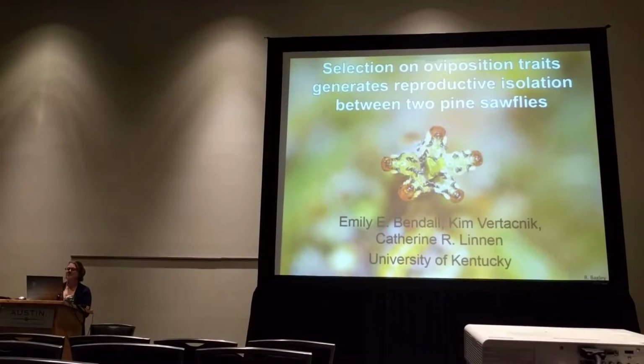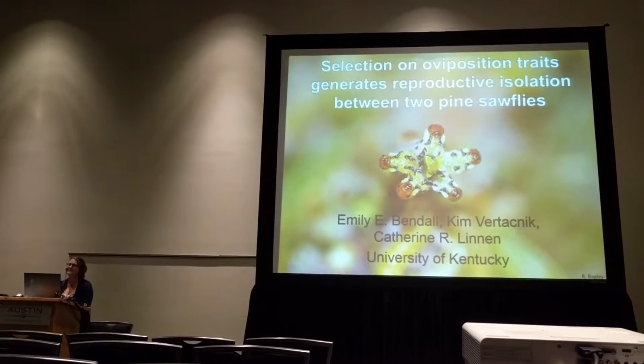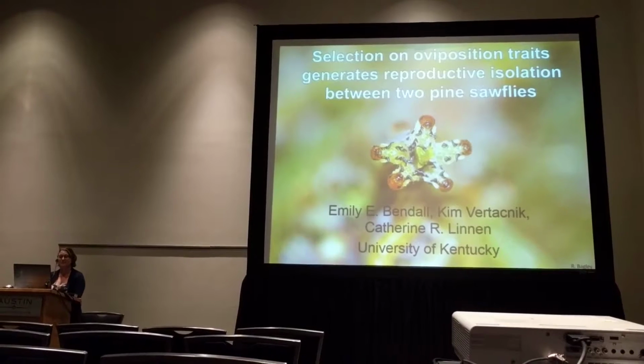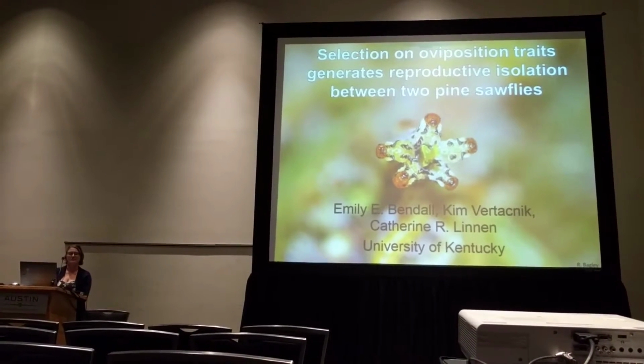Also continue the theme of oviposition traits in sawflies. And I'm going to talk about selection on oviposition traits and how that generates reproductive isolation between two pine sawflies.